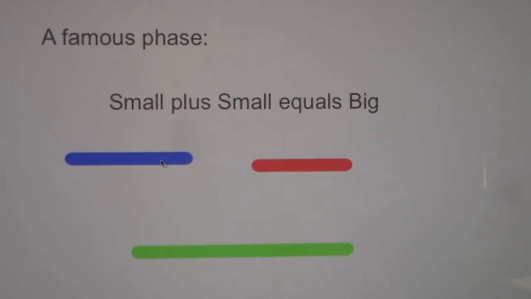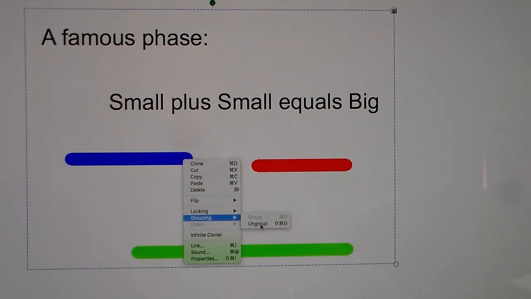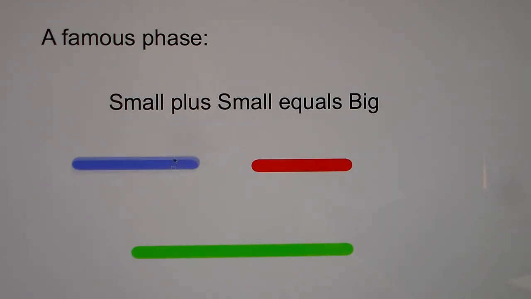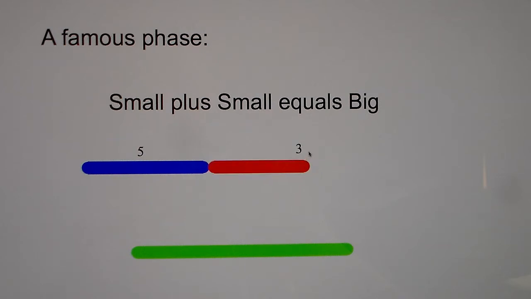Meaning, if we had, let's ungroup this, if we had one blue piece, say that it's 5 feet long, and then we had a red piece that's 3 feet long. We know if we put the red piece plus the blue piece, we put them together, it'll make a total of 8 feet. It's putting two pieces together.